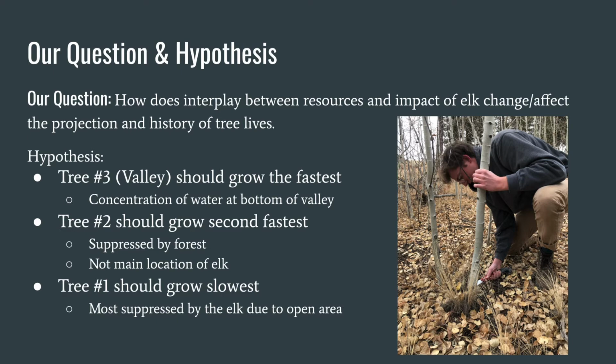For tree number 3, we hypothesized that it would grow the fastest. That's because it is at the bottom of a ridge, so it's not the best place for elk to be, and elk grazing would be decreased there in contrast to tree number 1 at the top of the ridge. But tree number 3 would also be gaining a lot of water runoff because of the valley location. Water is going to flow through there and offer a lot more water for those aspen.